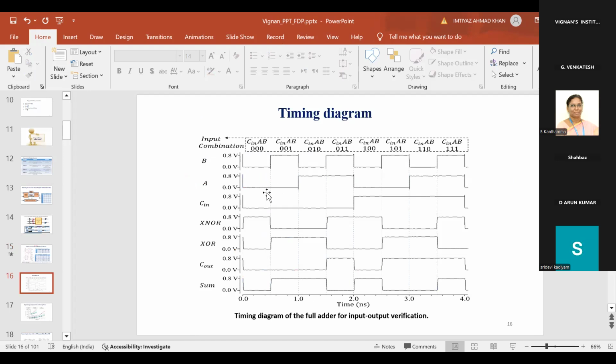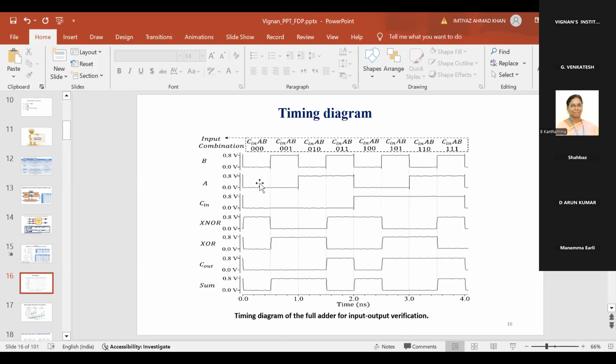This is the timing simulation of B, A, Cin. If B is 0, A is 0 and Cin is 0, then XNOR is 1. When A and B are both 0, or A and B are both 1, then XNOR will be high. The rest of the time XNOR will be low. Of course, XOR operation is high when either A is high or B is high, but not both at the same time. The rest of the time it will be 0.